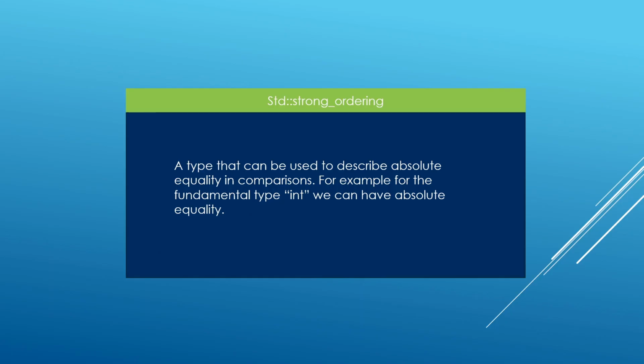So let's talk about strong ordering. Strong ordering is a type that was introduced in C++20, and this type can be used to describe absolute equality in our comparisons. For example, for the fundamental type int, we can have absolute equality. If you say that 5 is equal to 5, you can't really distinguish between the 5 you have on the left and the 5 you have to the right. They are the same, and this is what we mean by absolute equality.